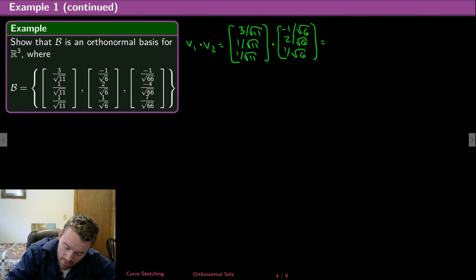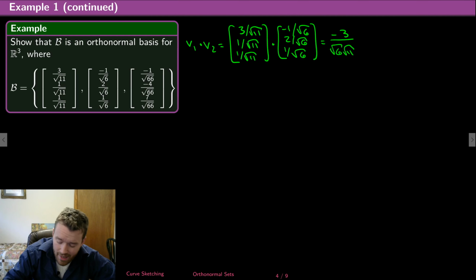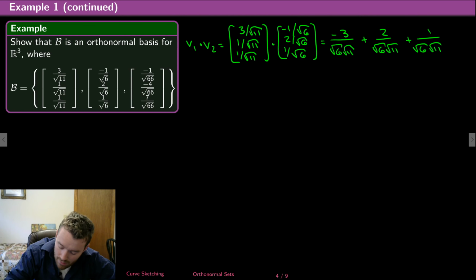So this will be negative 3 over root 6 times root 11. That's root 66, but some of these are going to get kind of big, and it actually won't matter because the denominators would all be the same. This is plus 2 over root 6 times root 11, plus 1 over root 6 times root 11. And so that's negative 3 plus 2 plus 1. All the denominators are the same, so this is 0 over root 6 root 11, which is just 0.